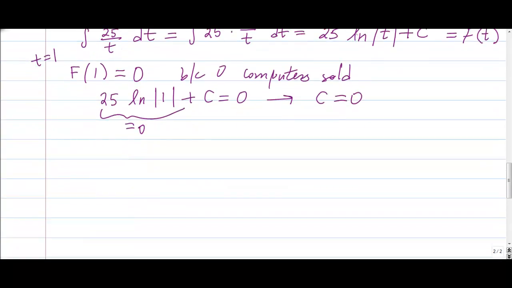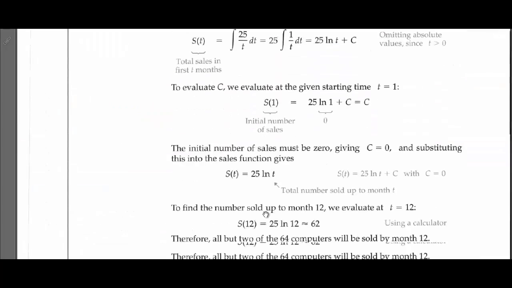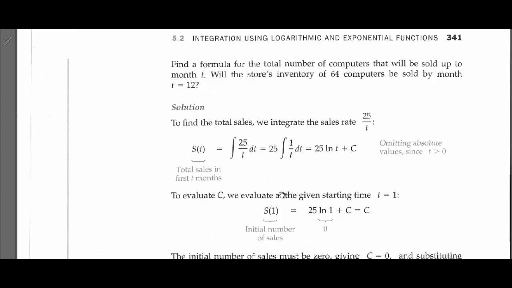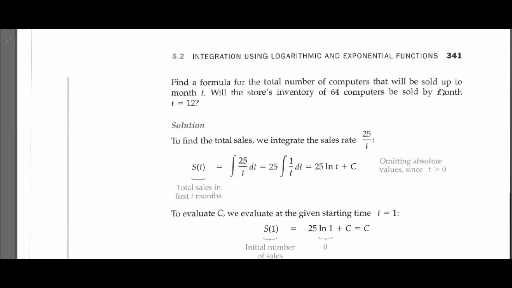So my actual function is 25 natural log of t. And I don't really need the absolute value there because we're dealing with time, and time is always positive. Okay, so 25 ln t. And then there was another part of the question: will the store's inventory of 64 computers be sold by month 12? So you want to know, by month 12, will they have 64 computers sold?